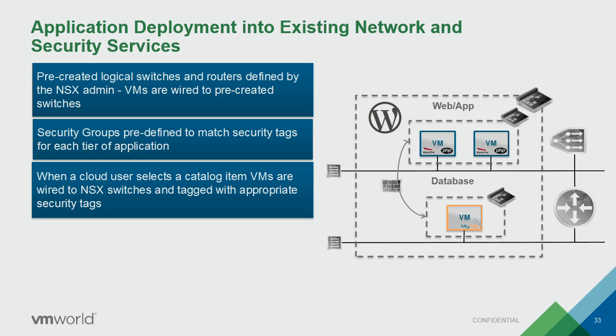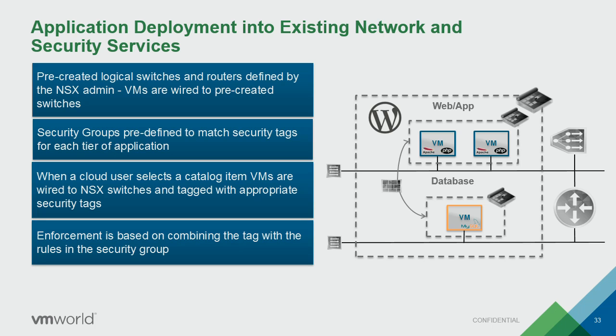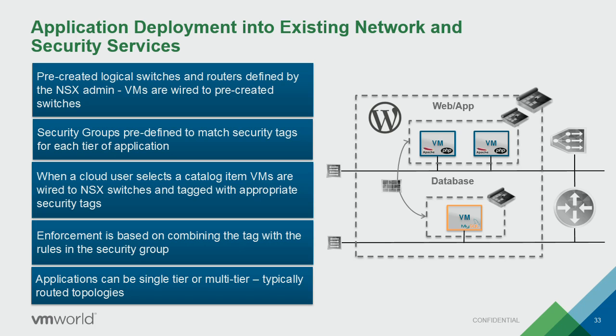So the cloud user is going to pick this environment, and then the VMs are going to be provisioned, and everything's going to get connected and tagged appropriately. Okay. And again, a single machine, multi-tier, depends on what you're looking for. In this scenario, a lot of times we see most customers using this for their routed networks, but you could support other network topologies if you want.